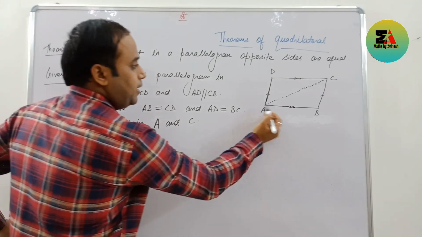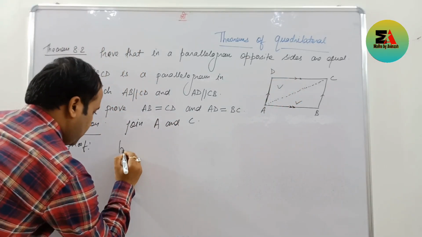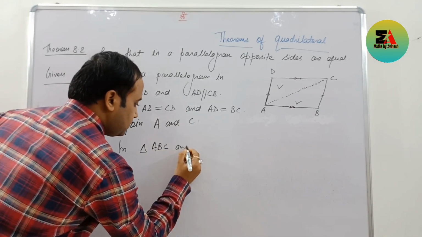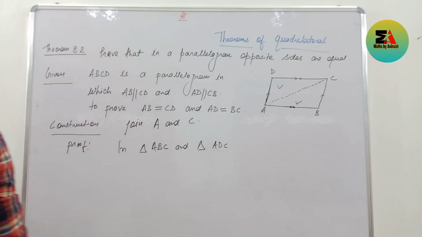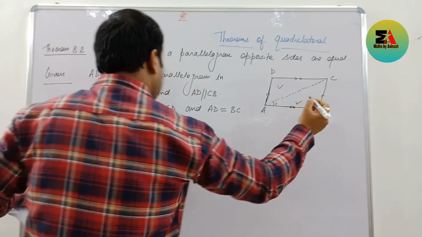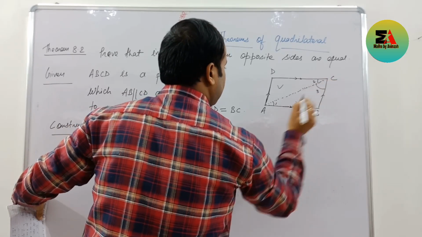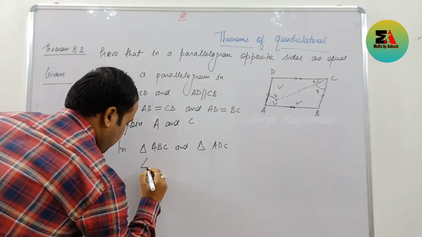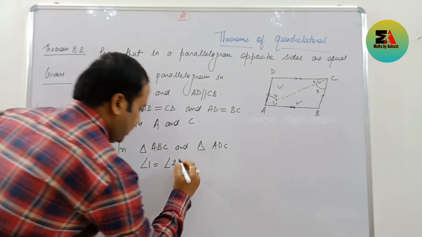First of all, you have to take triangle ABC and triangle ADC. You have to write: in triangle ABC and triangle ADC. This angle is represented by 1, this angle by 2, this angle by 3, and this angle by 4. So what we write? Angle 1 is equal to angle 2. Why? Alternate interior angles.